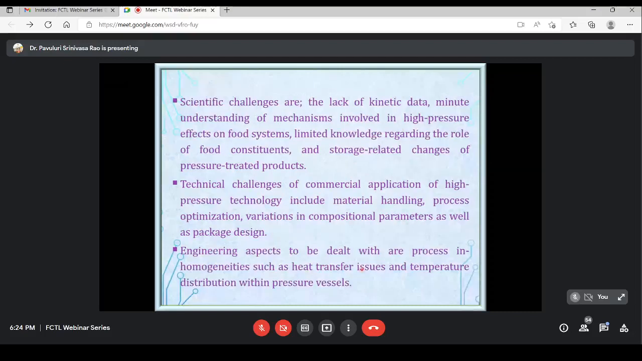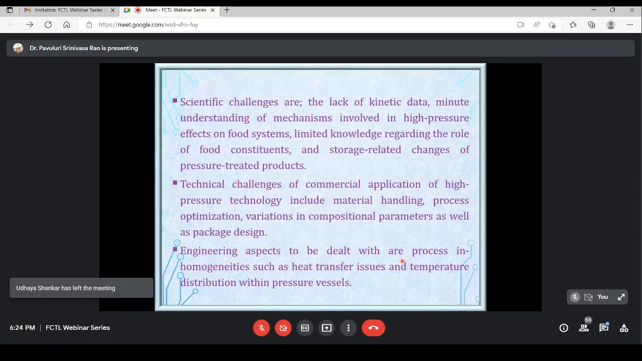Certain engineering aspects to be dealt with are process inhomogeneities. As it was proved in many cases, the heat transfer is not very uniform. And similarly, in certain cases, although we say the pressure is transferred uniformly and instantaneously, in many cases the distribution of the pressure has been inhomogeneous. It was not homogeneous because of the compositional influence, like when you have a very hard object inside, like a chicken leg piece. So these are some of the variations or inhomogeneities people have identified, and those need to be thoroughly understood and studied.